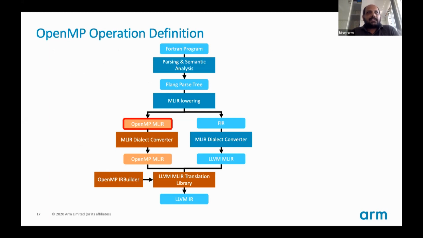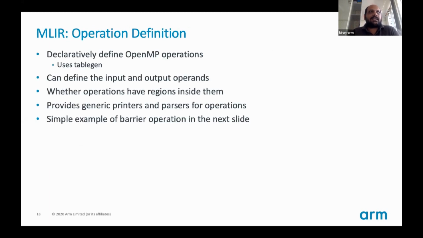So we finished the parsing and semantic checks. The next step is to have a representation for OpenMP. So you have to define OpenMP operations in a high-level IR, in MLIR. That is the focus of the next few slides.